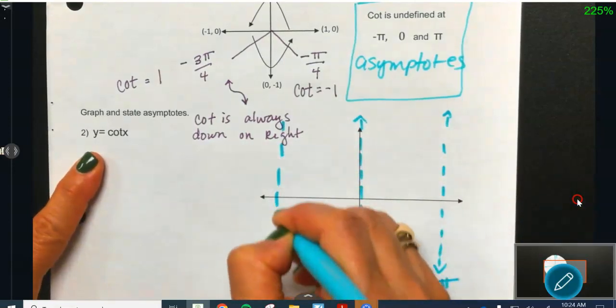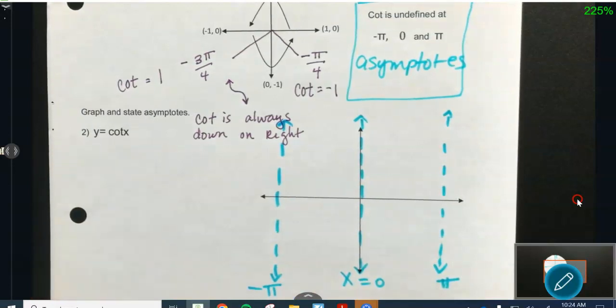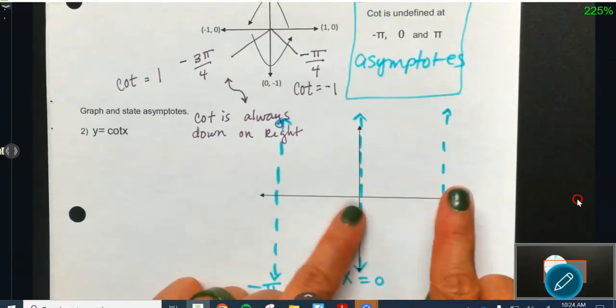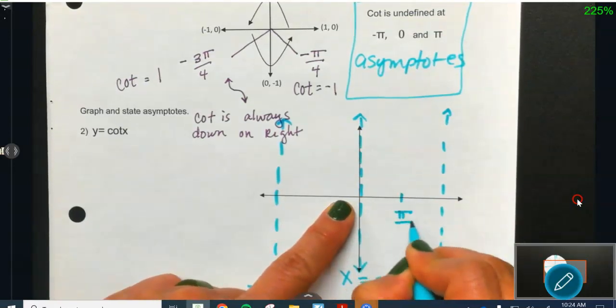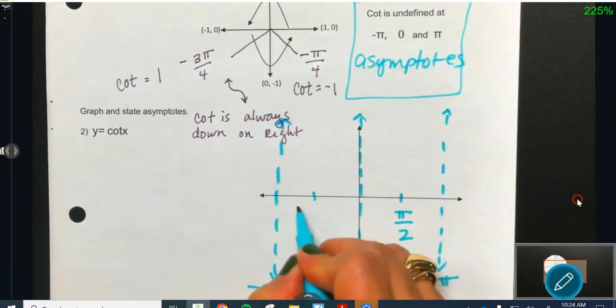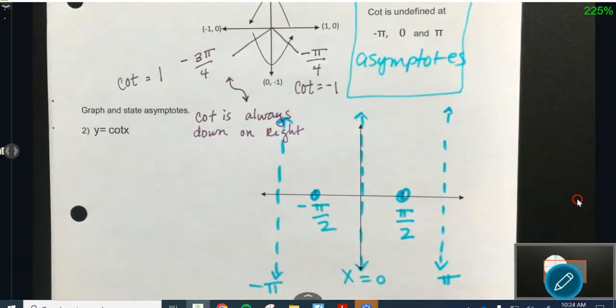So let's write pi and then negative pi over here. Okay, now, where does cotangent equal 0? Cotangent of what equals 0? At the top and bottom, which is pi over 2. Look, what's halfway in between 0 and a full pi? Pi over 2. What's in between these two? Negative pi over 2. Let's draw a dot, because that's the place where cotangent equals 0.